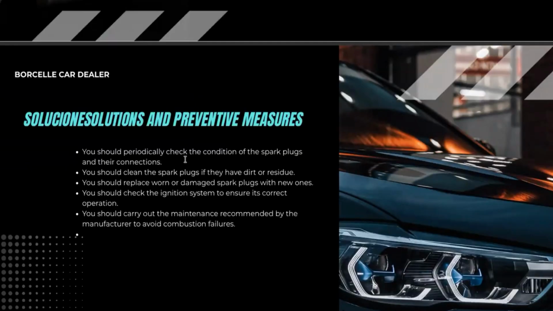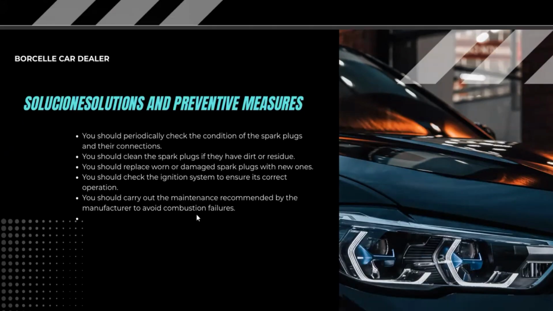You should periodically check the condition of the spark plugs and their connection. You should clean the spark plugs if they have dirt or residue. You should replace worn or damaged spark plugs with new ones. You should check the ignition system to ensure its correct operation. You should carry out the maintenance recommended by the manufacturer to avoid combustion failure.